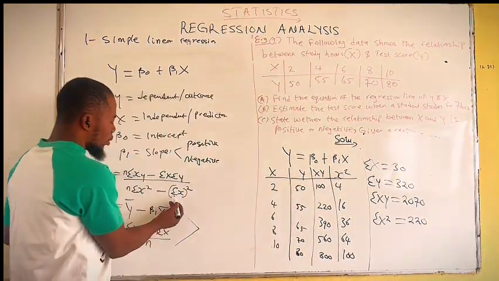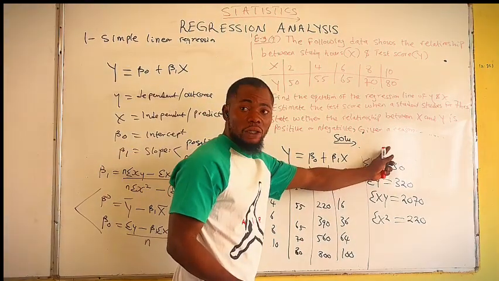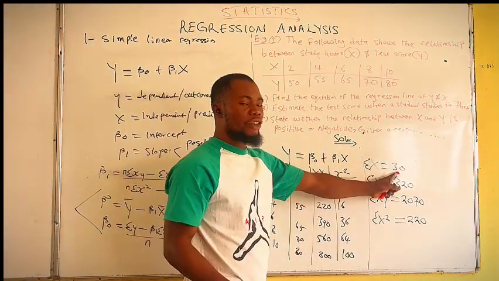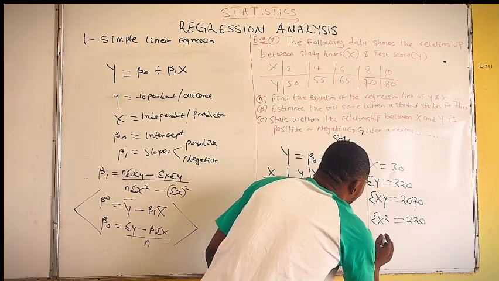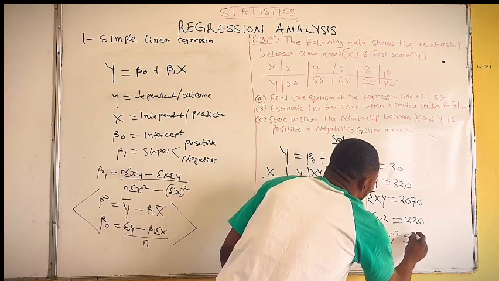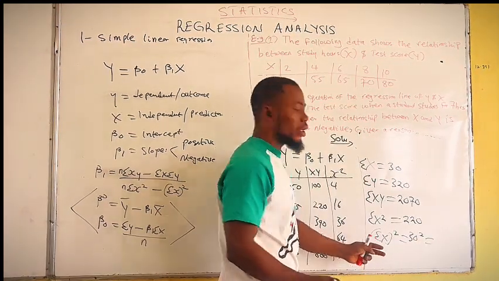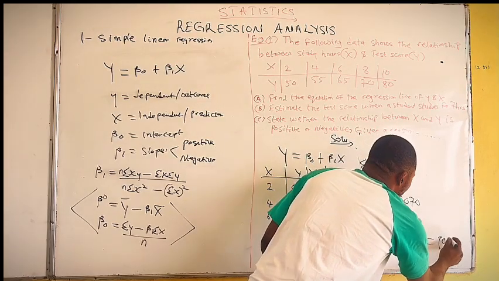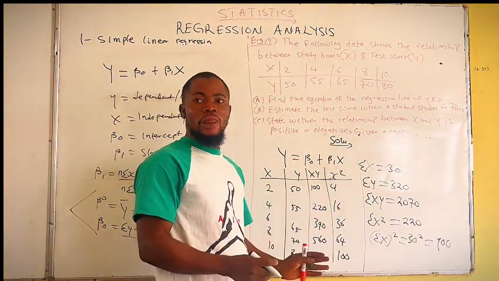Summation of x all squared is different from the summation of x squared, and our summation of x is 30. So our summation of x all squared will be equal to 30 squared, which will give us 900. So what next is for us is just to insert everything here in the formula.